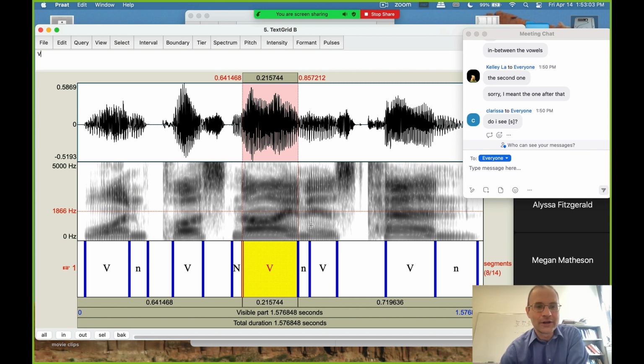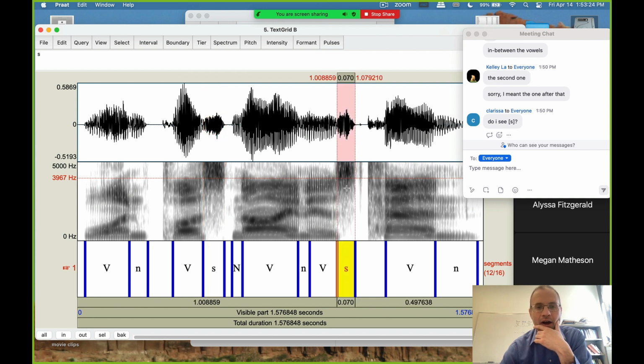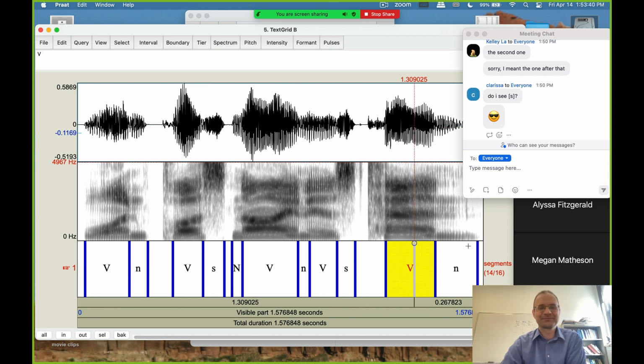I think you do see S. Clarissa, do you want to let me know where you see S? I think I see it after the second vowel and after that thing. Yeah, I think that's an S. And then right there as well. And voting for S. Yeah, this is pretty distinctive, right? So there's no voicing down here for either one of these guys, and the cutoff is pretty high, like 3,500 or so. So these are S's, phonetically at least.